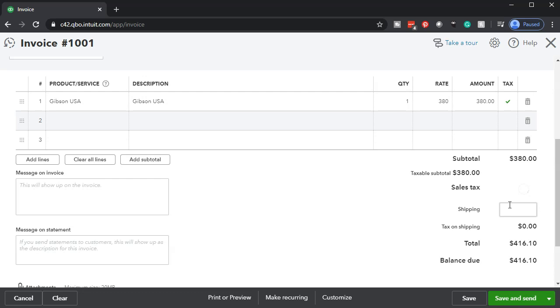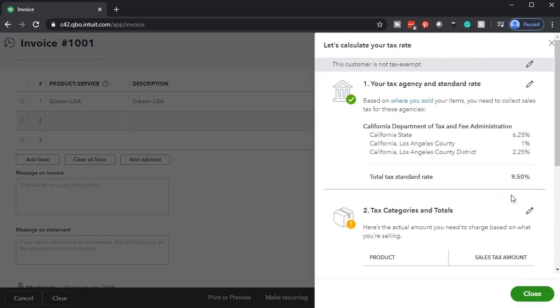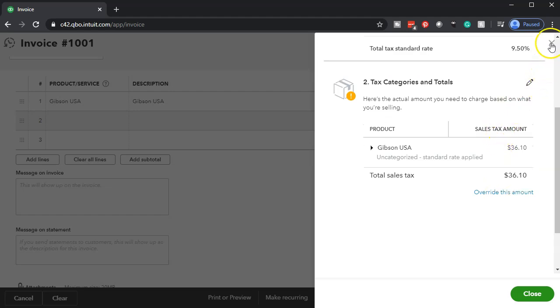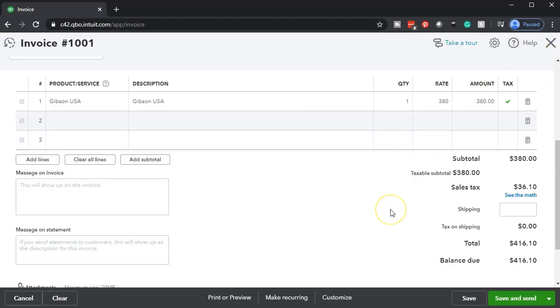If you want to adjust it for whatever reason to match the problem, you can manually input the sales tax calculation by overriding it down below to get to this same number, the 3610, to match the problem. That's going to give us the total of the 416.10. So 416.10 total. See how easy it is to populate the invoice.